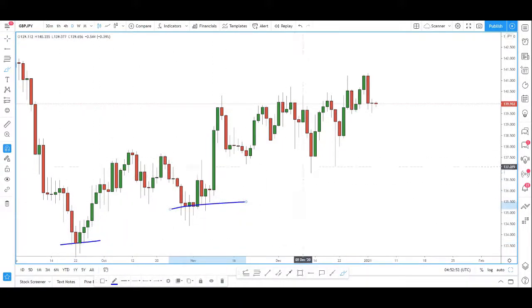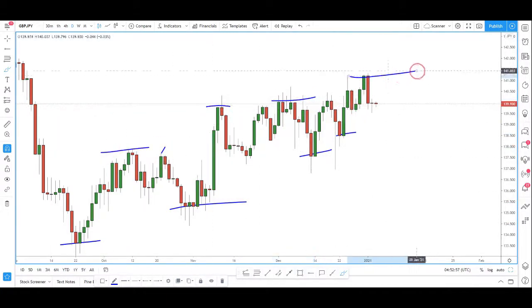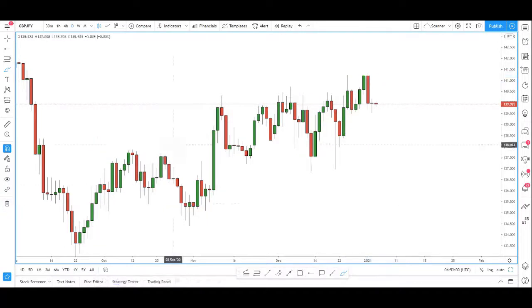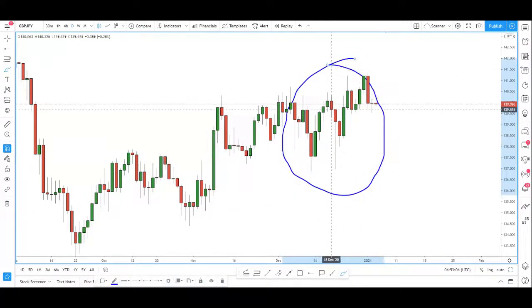It makes higher lows, okay? It's been making higher lows and it's also been making higher highs. All right, so with this, we know that price generally is in an uptrend, and I just want to focus on this area right now.